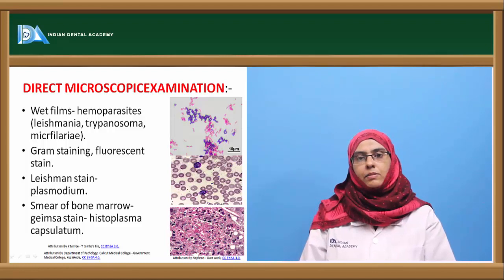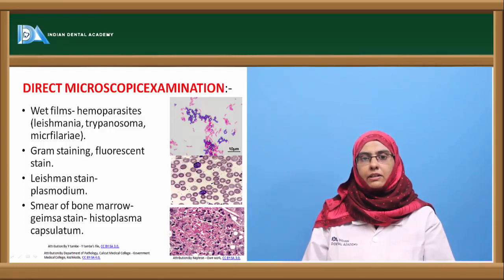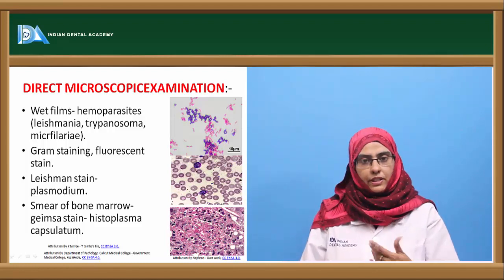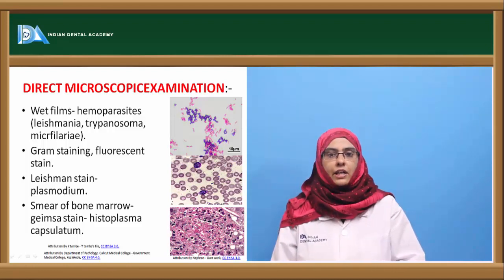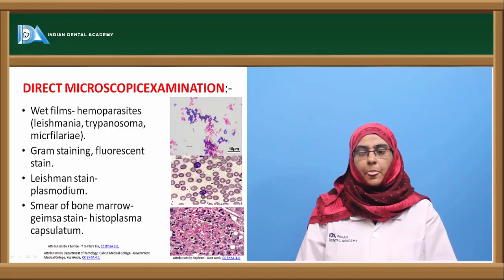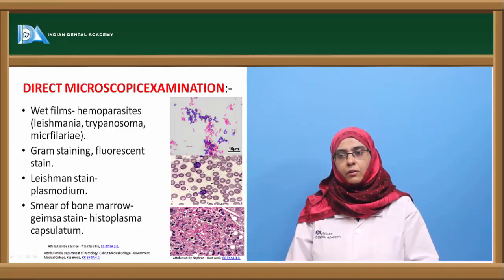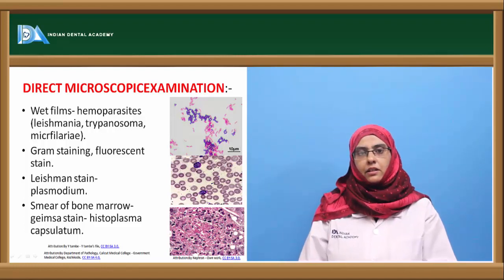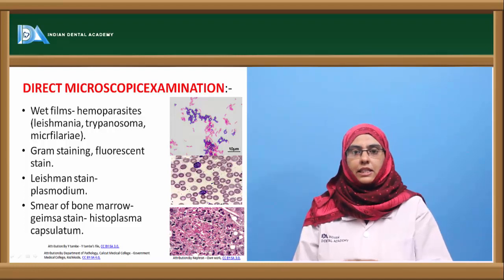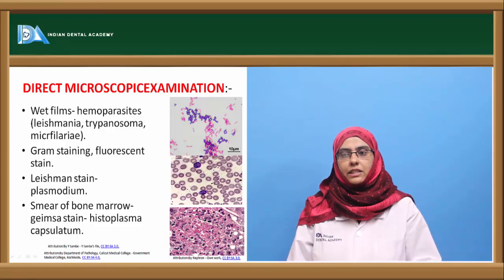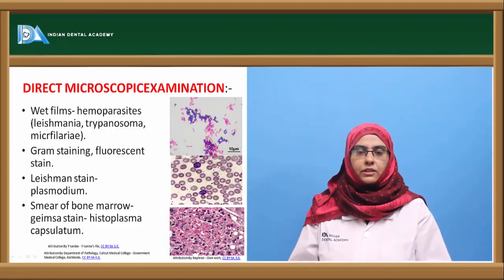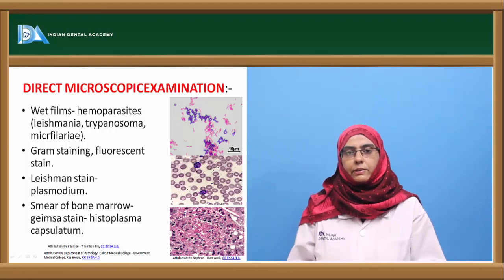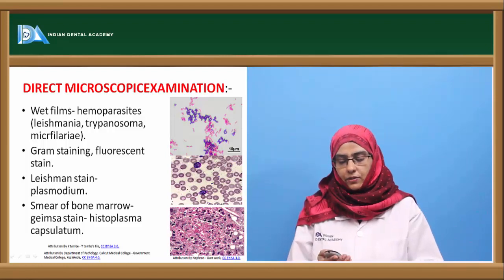Next, blood can also be contaminated or infected with Plasmodium species. For that, we can go for Leishman staining, which helps to identify the Plasmodium involved in the disease malaria. And then you have the smear for bone marrow. The smear can be done to identify fungal species, and the stain that is used is Giemsa stain, for identifying organisms such as Histoplasma capsulatum. So you can go for different techniques like staining techniques and wet films to identify the morphological characters of the organism by direct microscopic examination.